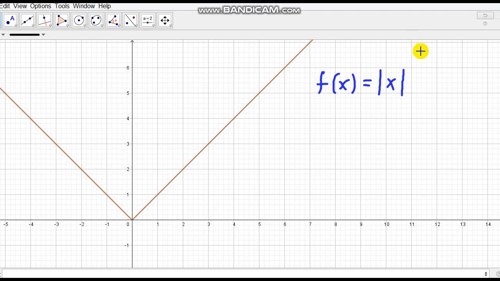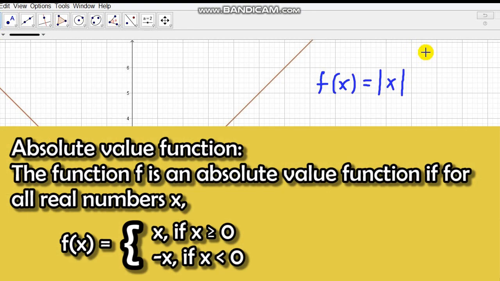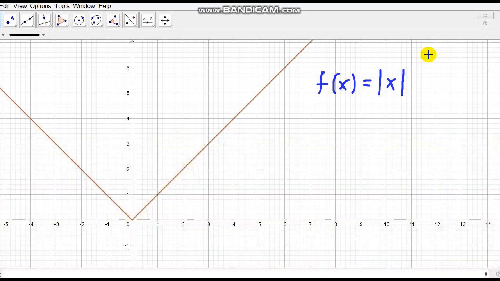Another one is the absolute value function. The function f is an absolute value function if, for all real numbers x, f of x is equal to x if x is greater than or equal to 0, and negative x if x is less than 0. So it is commonly noted as the absolute value of x. Like in our example here, f of x is equal to the absolute value of x. So if x is positive, the y is positive. And if x is negative, the y would become positive.